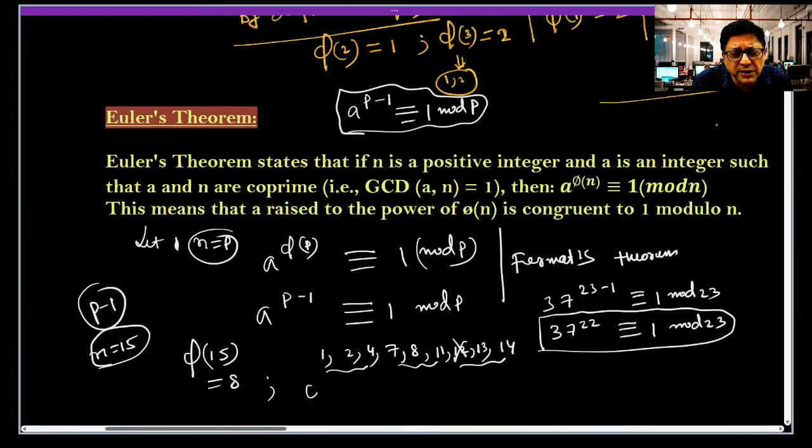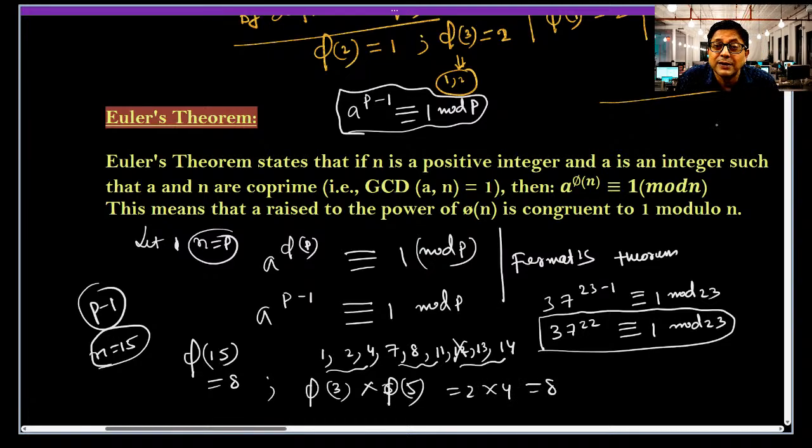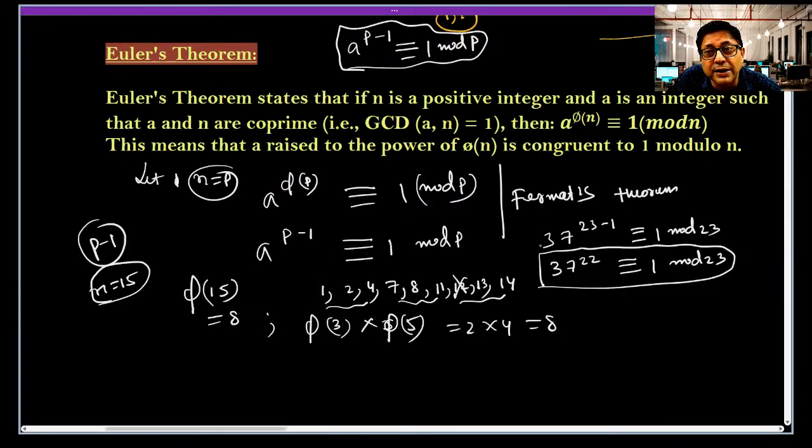You can get it by another method also. You try to avoid this counting. It is phi 3 into phi 5, that is 2 into 4, which is 8. This 8 is not a prime number. See, by using Euler's theorem, how easily we are getting it.